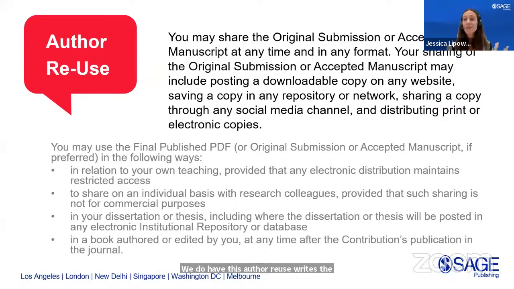The final published PDF is where you might have some limitations, but in relation to your own teaching or sharing with colleagues, maybe using it in a dissertation or thesis, there are different reuse permissions that you can use with that final published PDF version. This is all online. The links will be circulated after for you. And then if you publish open access with that CC BY license, depending if there's anything extra like NC for no commercial, you have the ability to reuse that as well.